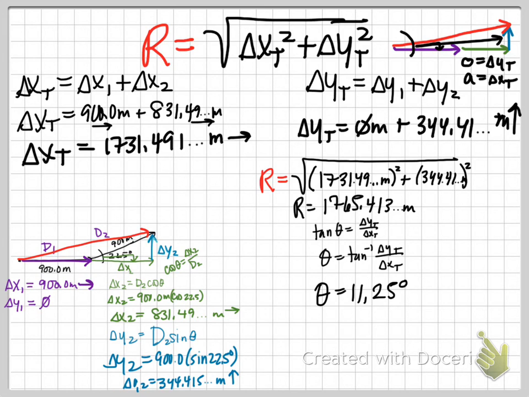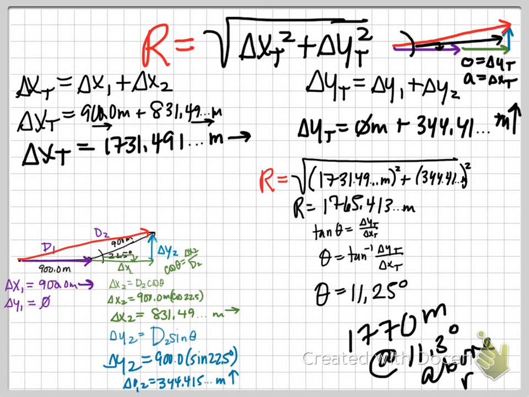So we would write our final answer. How many sig figs do we have? 4? 3. The degrees. Oh, the degrees, you're right. Good job. Okay, so 3 sig figs, 1765. So we would do 1,770 meters at 11.3 degrees above the horizon.